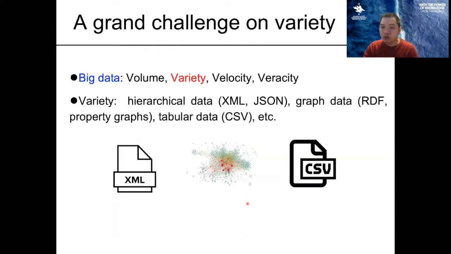We often use 4 V's to describe the challenge of big data, namely volume, variety, velocity, and veracity. In this tutorial, we will focus on the variety. That means data come from different sources and naturally with different formats, such as the hierarchical data, including the XML, JSON, and the graph data, such as the RDF and property graphs, and the tabular data, such as the CSV.